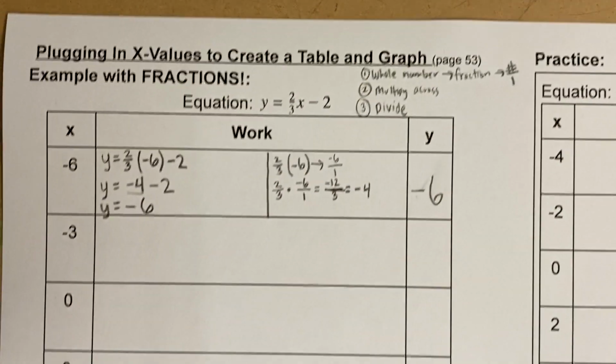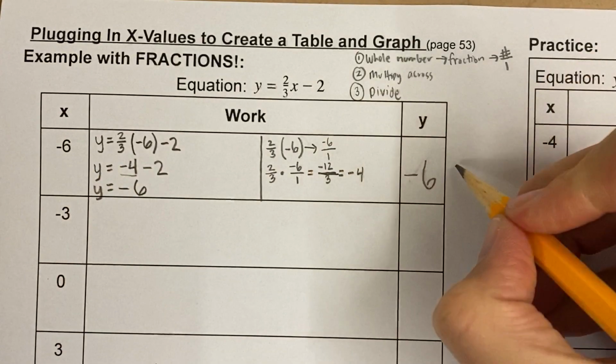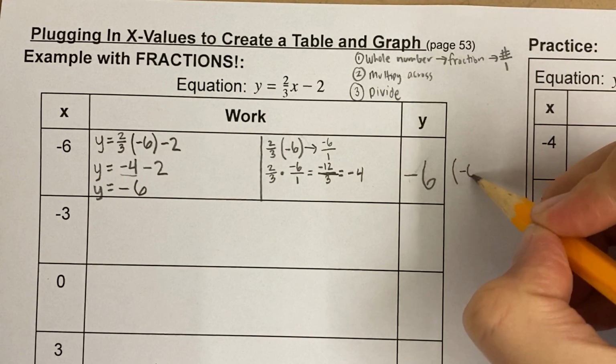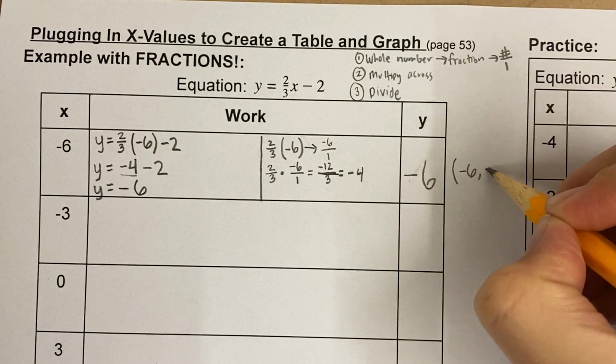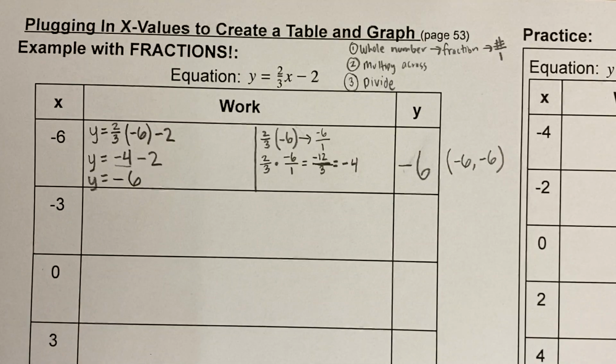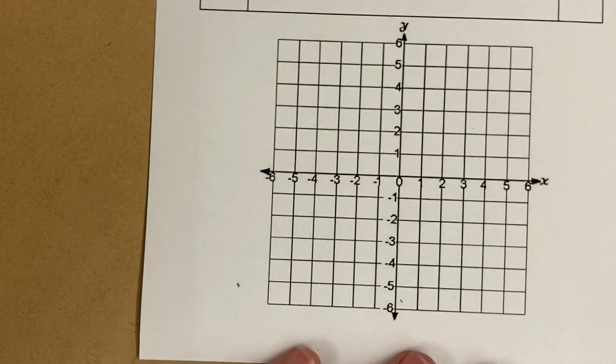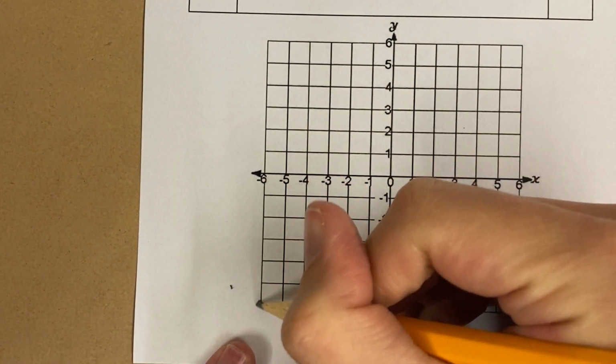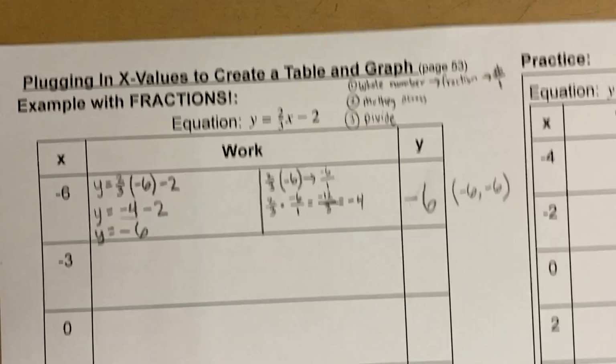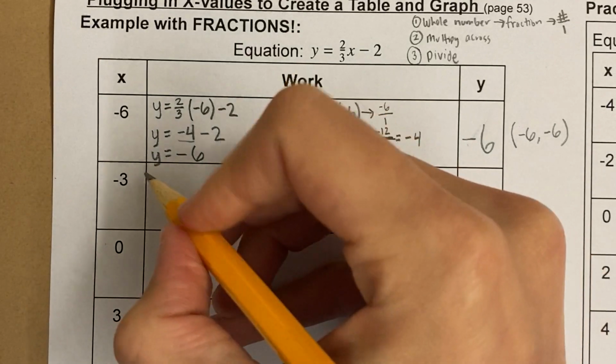Okay, so let's do it again. This one, I already got this point. I said, oh, when x is -6, y is also -6. So I can plot that point. That looks like this. It actually turns out to be all the way down here in the corner. All right, let's do another one.